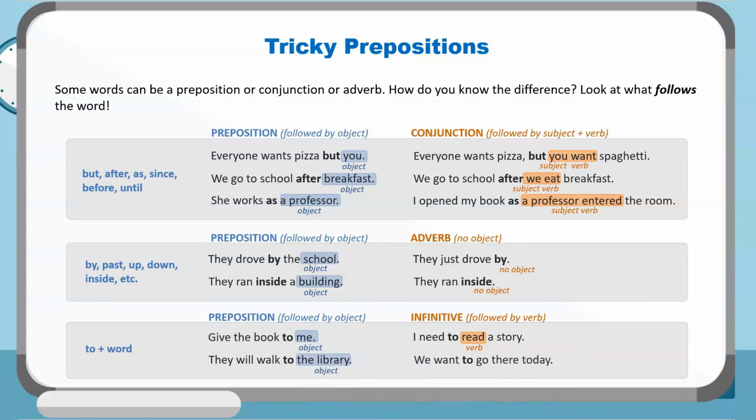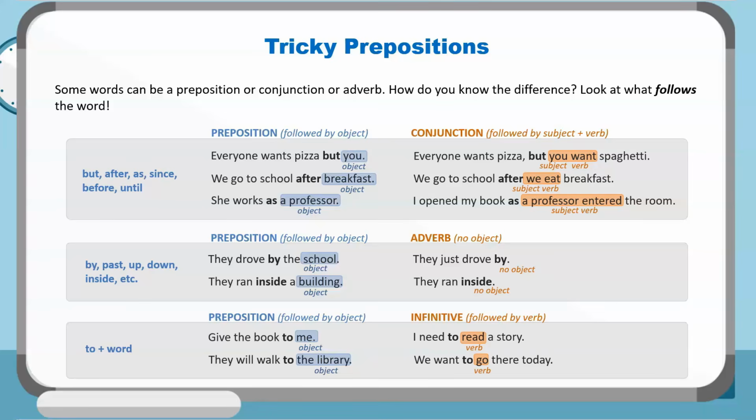Look at this sentence. We want to go there today. Here, again, to is not used as a preposition. It's used as part of the infinitive. How do we know that? Because of what comes after it, the word go. The word go is not a noun or pronoun, it's a verb.